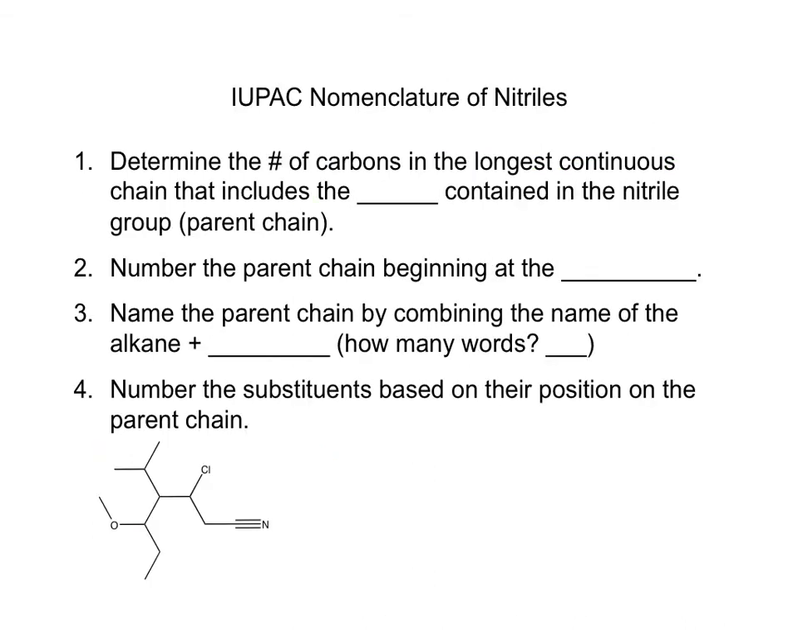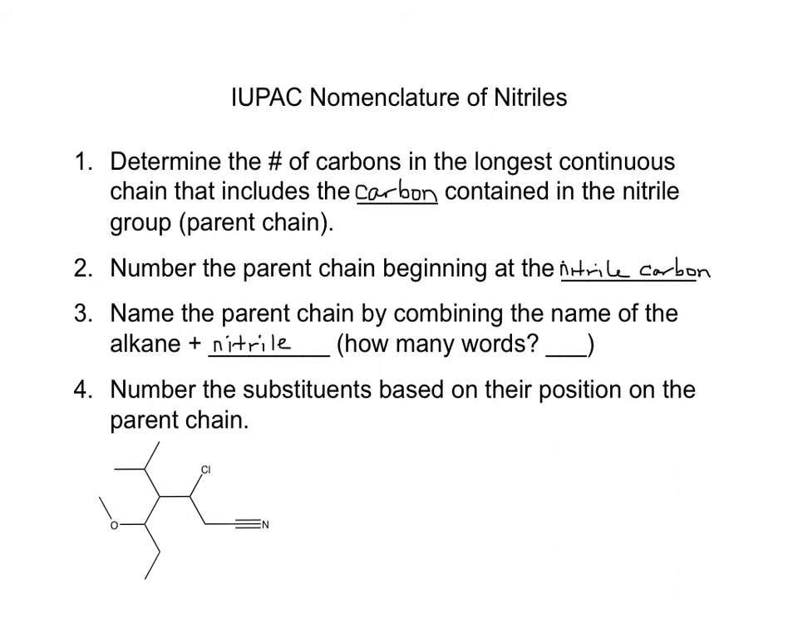Okay, let's get into nitriles now. You're going to name a nitrile by determining the number of carbons in the longest chain, and that includes the carbon that is contained in the nitrile. That is counted in the count. And so we're going to start numbering that parent chain beginning at the nitrile carbon. So the nitrile is not considered a substituent. It's actually part of the parent chain. And we'll start at the nitrile carbon. We'll name the parent chain by combining the name of the alkane, so that's just how many carbons are in the chain, plus the word nitrile.